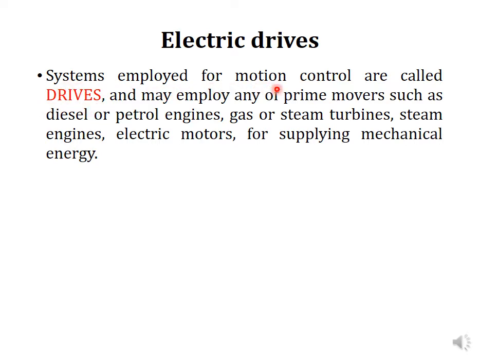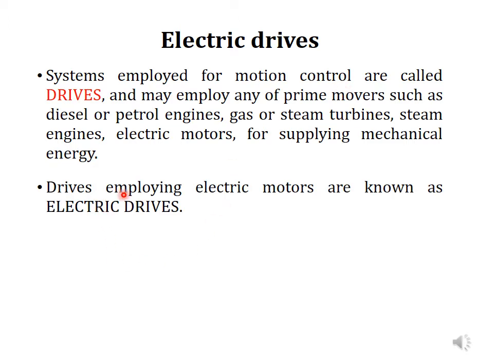Systems employed for motion control are called drives and may employ any of the prime movers such as diesel or petrol engines, gas or steam turbines, steam engines, electric motors for supplying mechanical energy. That means there should be a prime mover for supplying mechanical energy and motion control should be present, then only it can be termed as a drive, a system employed for motion control. And the drives employing electric motors are known as electric drives.